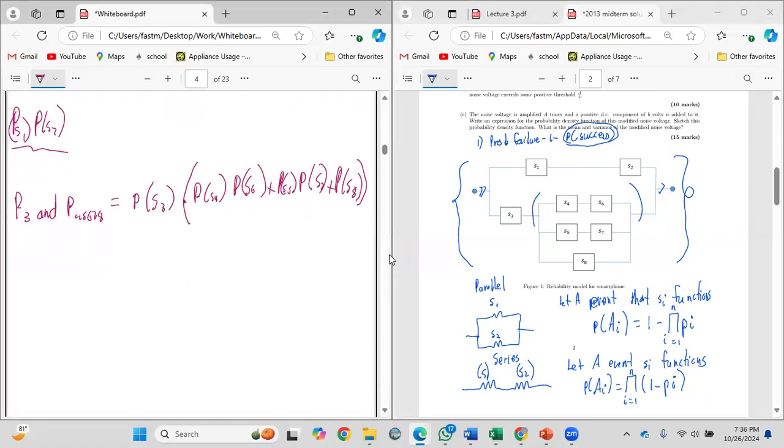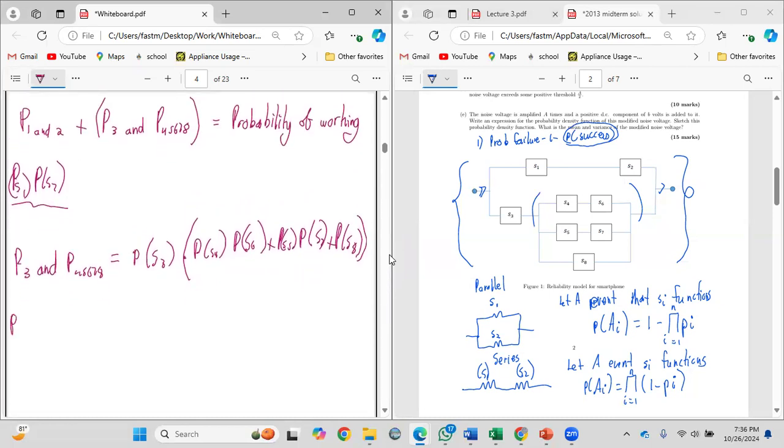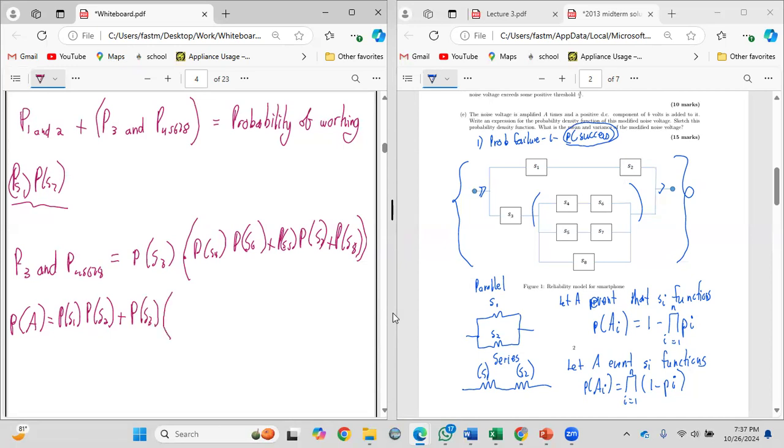So putting everything together now, just trying to save space. So the probability of success, which is what we have here. You see how small I could write it. So you have PS1 in series with PS2, so that will give you a product, and then it's in parallel, so plus, and now we have PS3 in series, so multiply by the parallel combination of PS4 in series with PS6 plus PS5 in series with PS7 plus PS8. So that is the overall expression here.